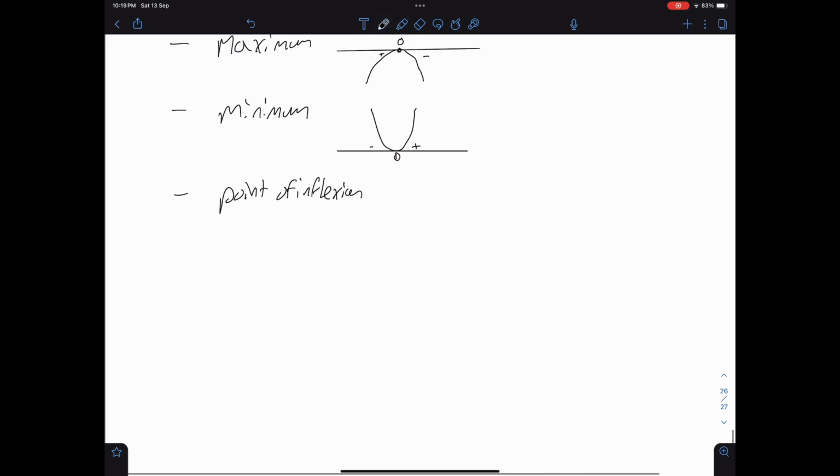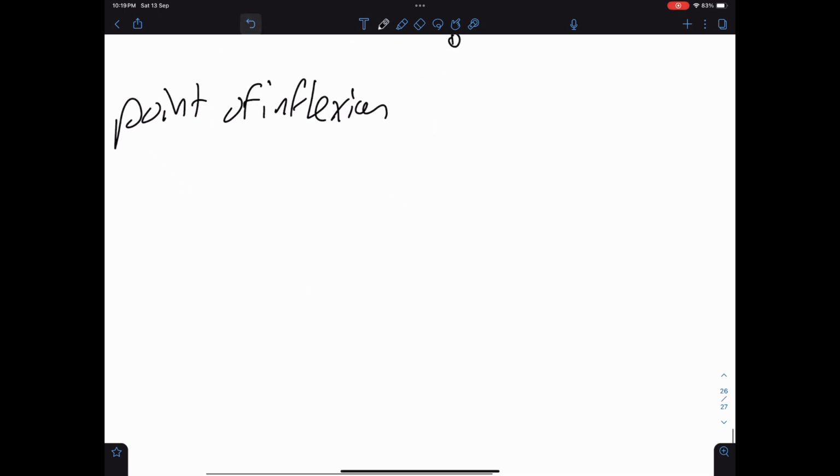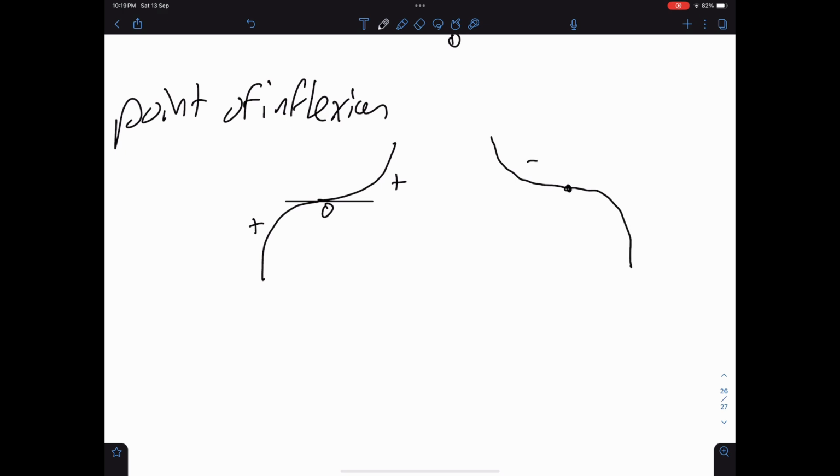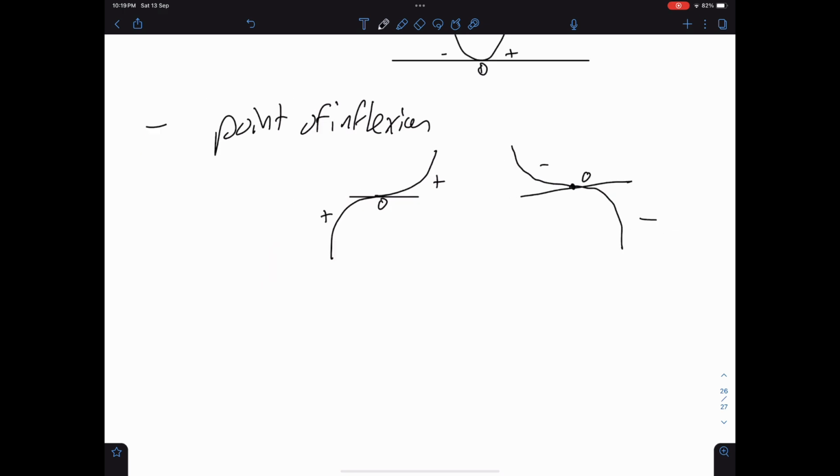And then at a point of inflection, it'll look something like this. And it's when you either go from positive to 0 to positive, or negative to 0 to negative.